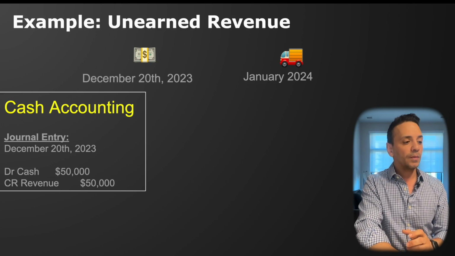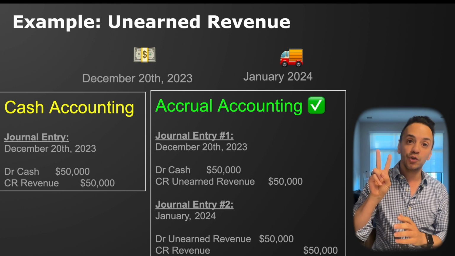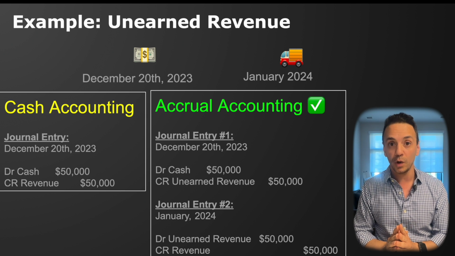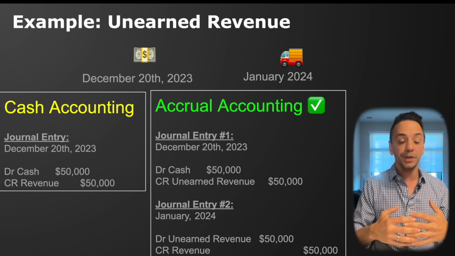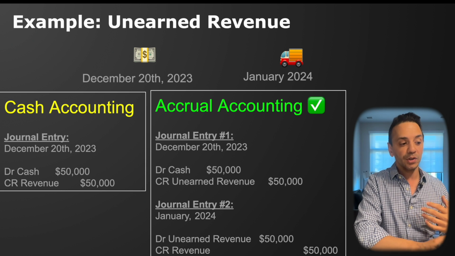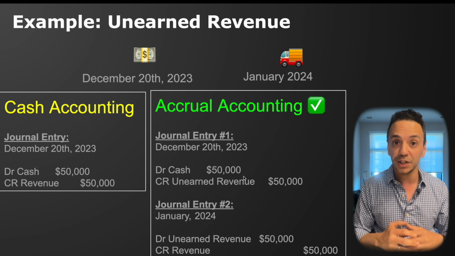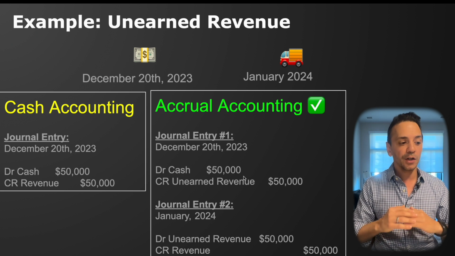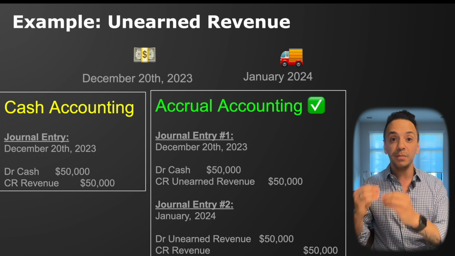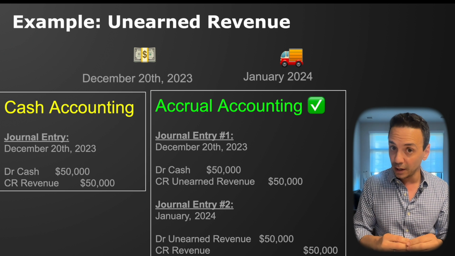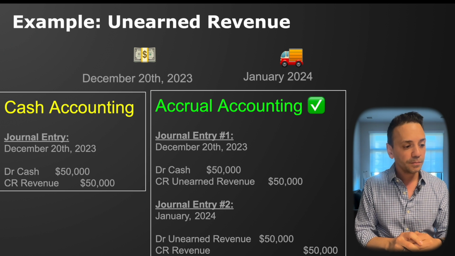Okay, so with accrual accounting, we will have 2 journal entries in this case, not 1, right? The first one is going to be in December, which when we receive the cash is going to be a debit to cash for $50,000, increasing the cash balance, and a credit to unearned revenue for $50,000, creating a liability, right? We are liable now to deliver this in the future.